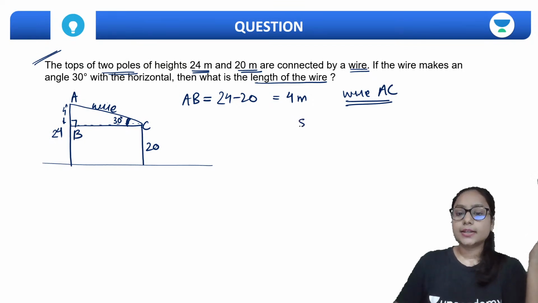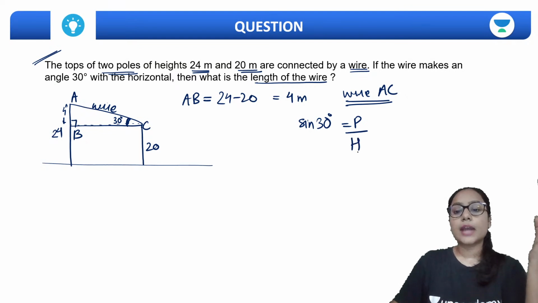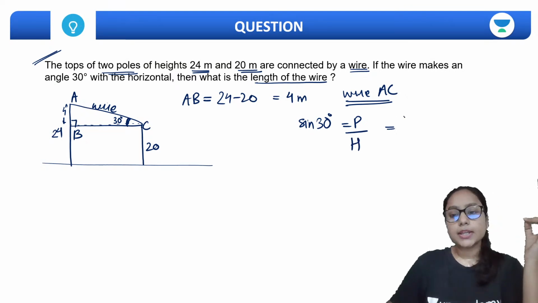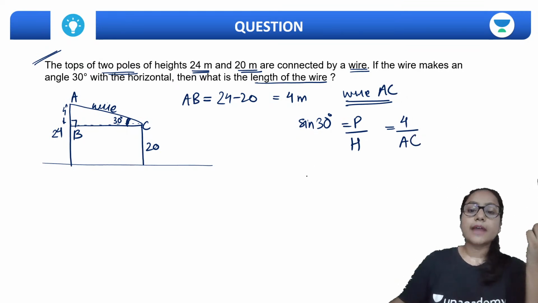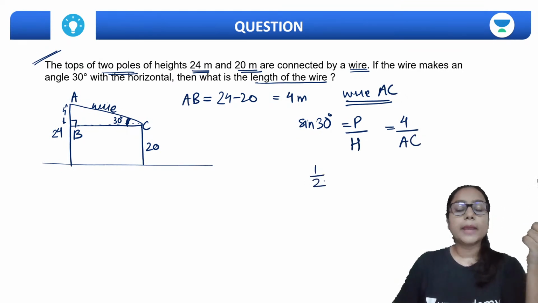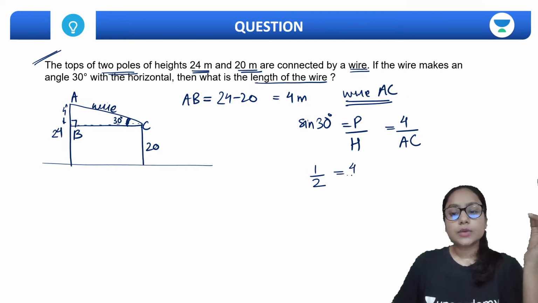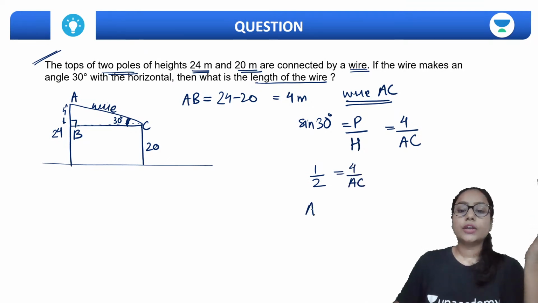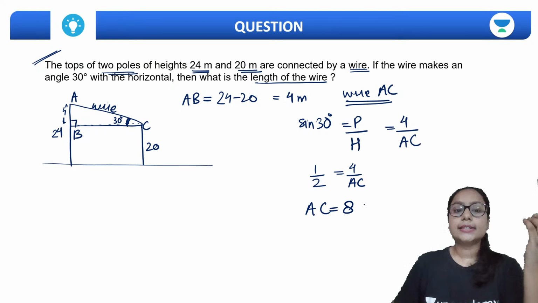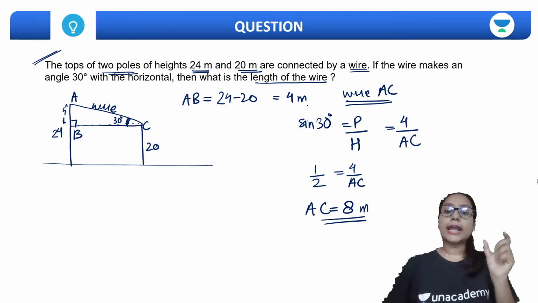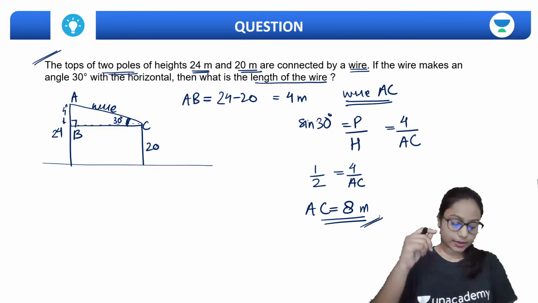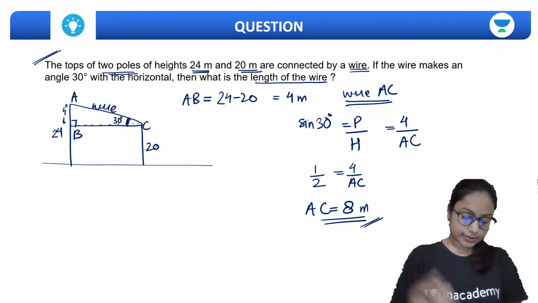sine theta, right? So sine 30 degrees is equal to perpendicular upon hypotenuse. What is perpendicular? 4. What is the hypotenuse AC? I need to find. What is the value of sine 30 degrees? 1 by 2. So 1 by 2 is equal to 4 upon AC. So we got AC as 8 meters. Okay. So the length of the wire is 8 meters. All right, correct. Right answer.